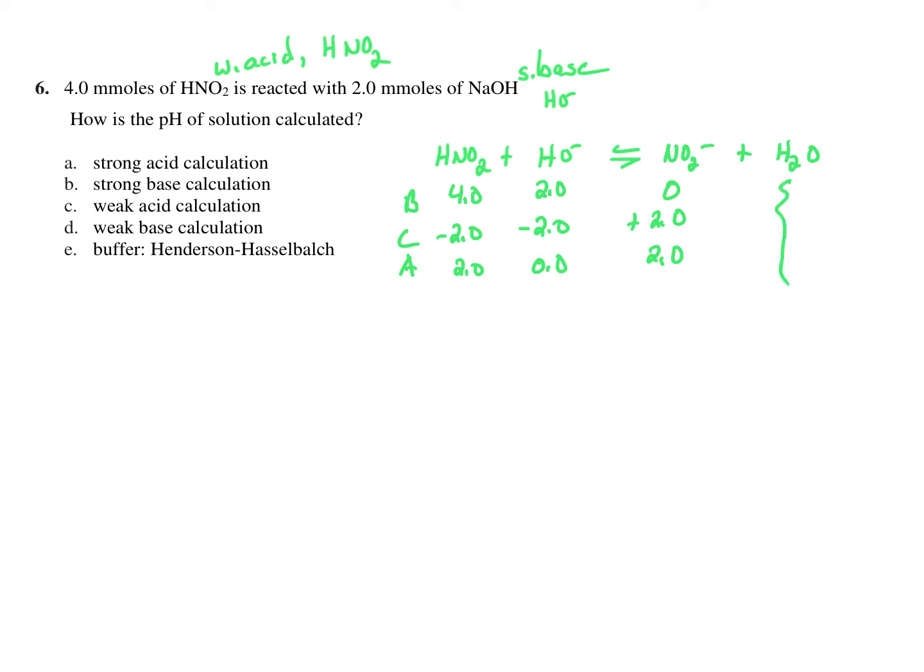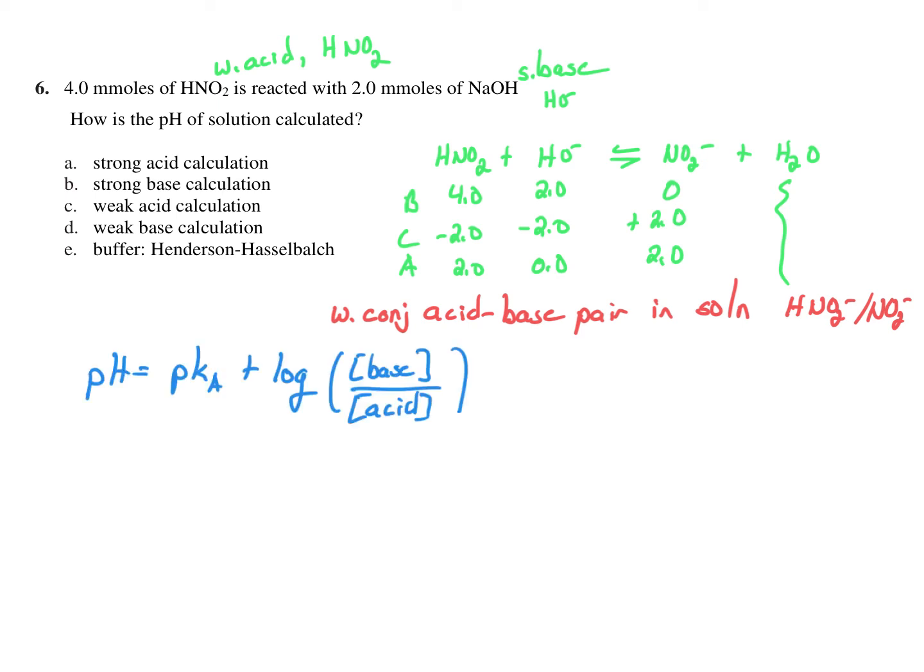In solution, we have some amounts of a weak conjugate acid-base pair. Specifically, in this case, we have HNO2 and NO2-. The Henderson-Hasselbalch equation applies, so we can get a numerical value for pH as a negative log of Ka plus the log of the ratio of base to acid. Since these exist in the same solution, the ratio of moles is equal to the ratio of the concentrations.